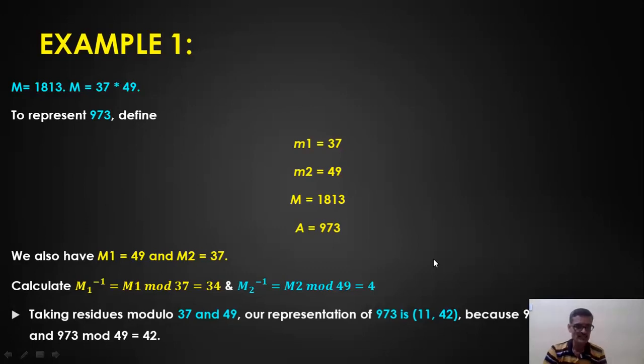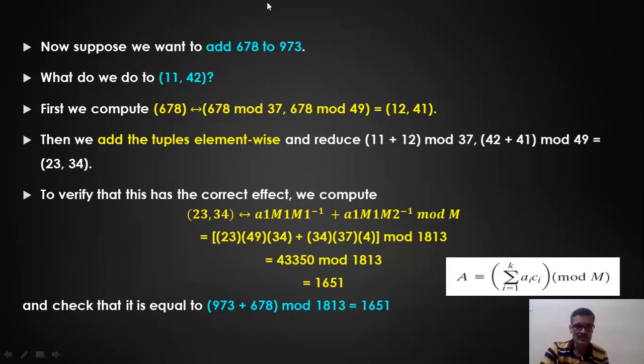My first number is 973. I can go with a second number. My m is 1813, remember. My answer should not cross 1813. So we can perform addition, multiplication, all those operations. My first number is 973. My second number is, say, 678. I want to add these two numbers, 678 and 973. So we have already represented 973 in the form of 11 and 42, right? The second thing we have to do is represent 678 in the form of a tuple.